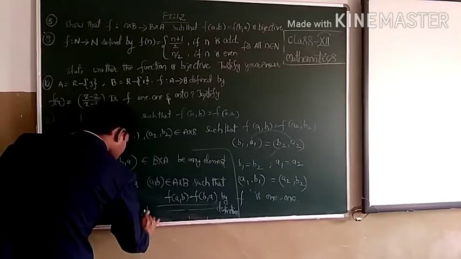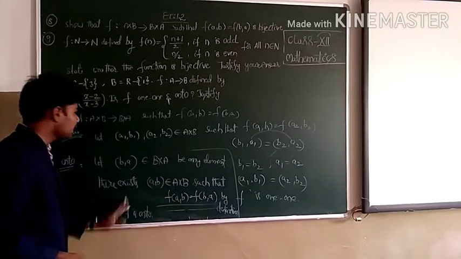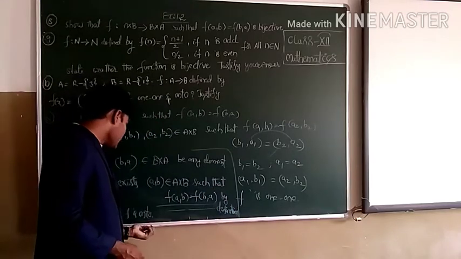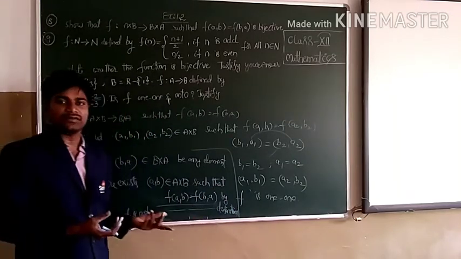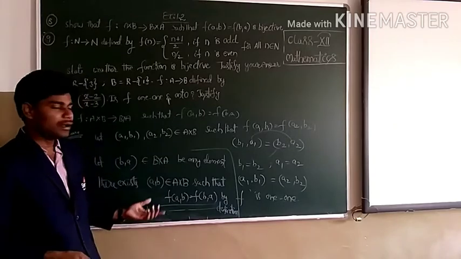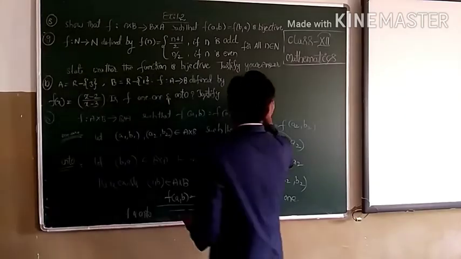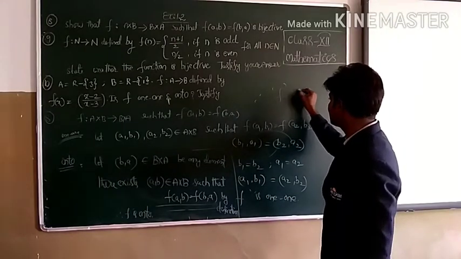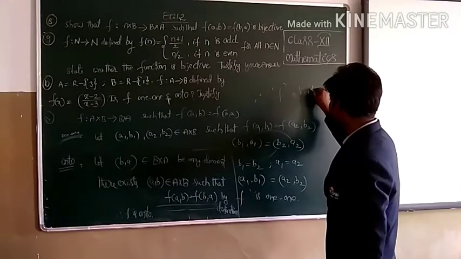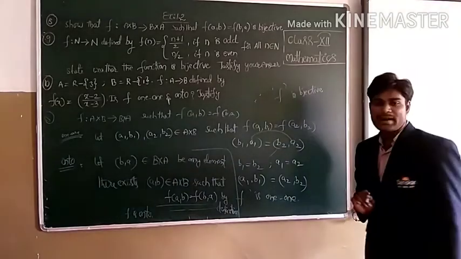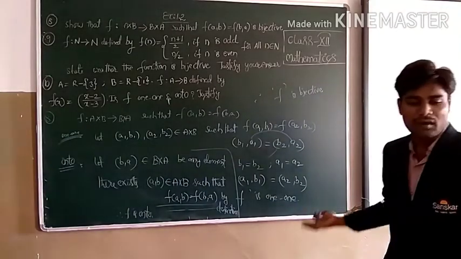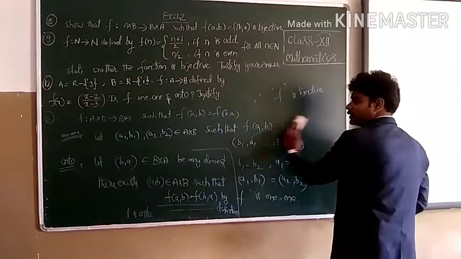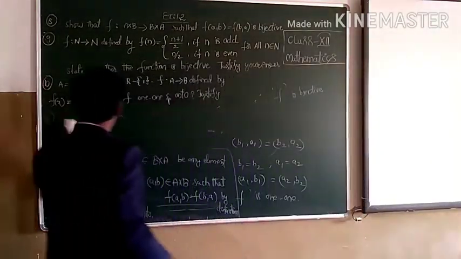Finally we conclude that f is one-one function and also onto function. When a function satisfies both one-one and onto, then the given function is a bijective function. So finally we conclude that f is a bijective function. Clear? In this way you have to show the given function is a bijective function. Now let's see the next problem.